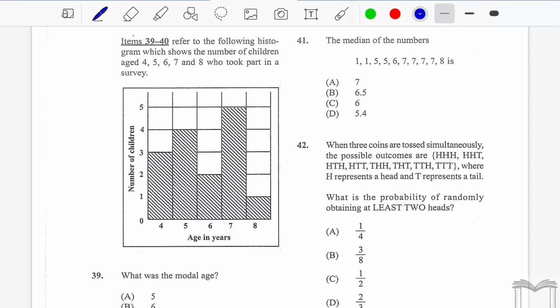Items 39 to 40 refer to the following histogram, which shows the number of children aged 4, 5, 6, 7, and 8 who took part in a survey. What was the modal age? So the modal age would be the age which has the highest amount of children at that age.